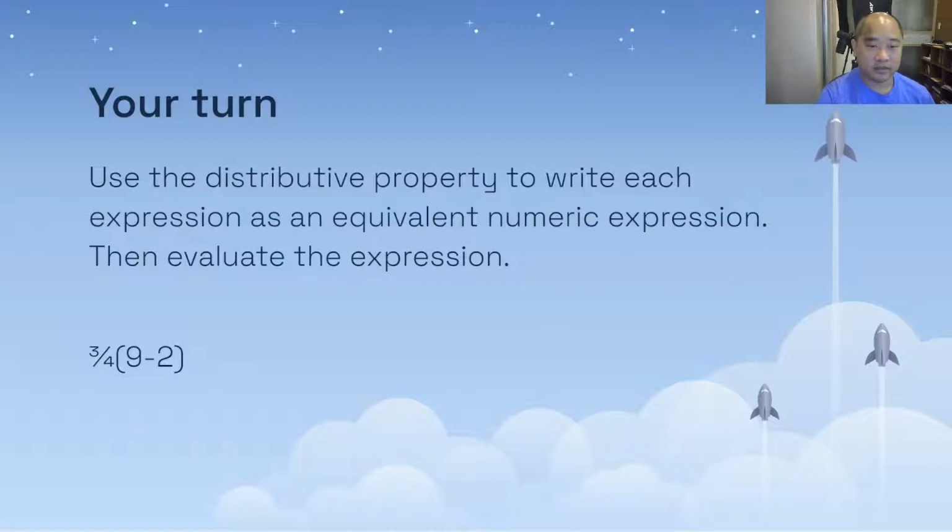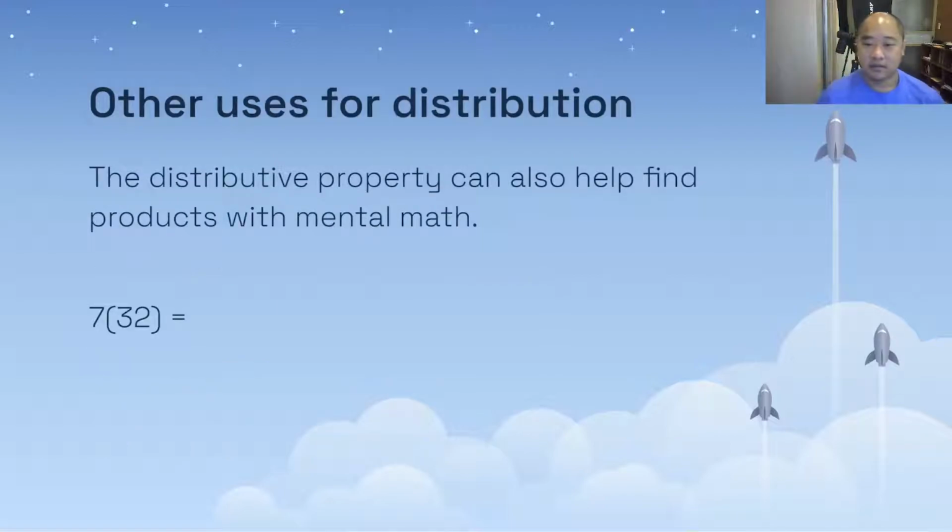All right. The distributive property can also be used to help people do mental math. So, for example, if you cannot do 7 times 32 in your head, then what you can do is 7 times 30 and 7 times 2. And that would maybe be a little bit easier. So 7 times 30 is 210. 7 times 2 is 14. 210 plus 14 is 224.